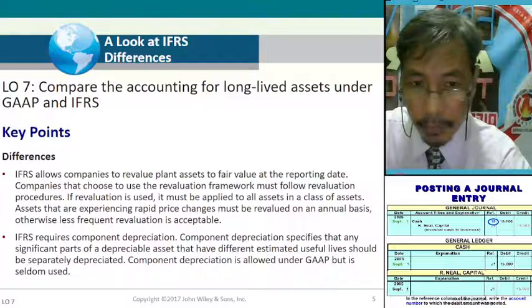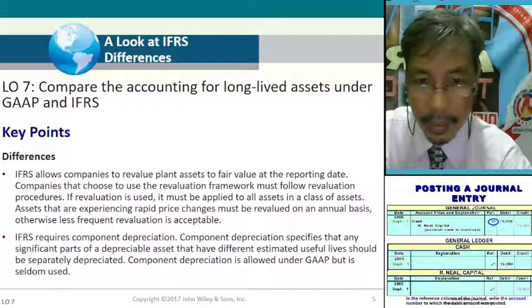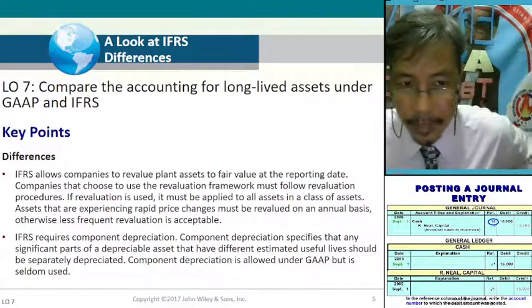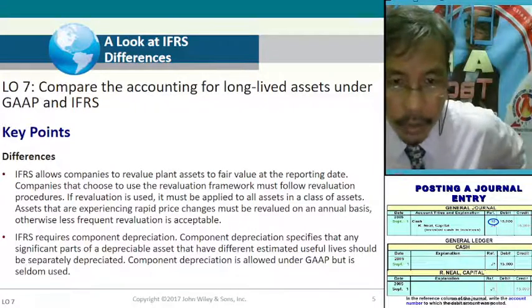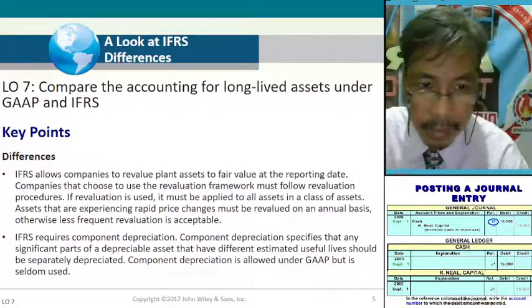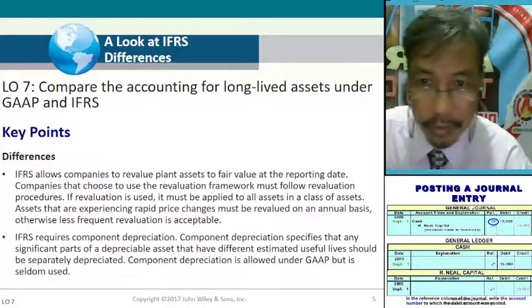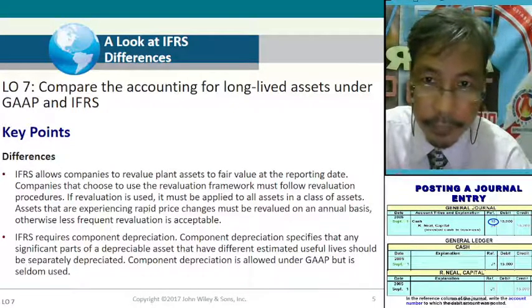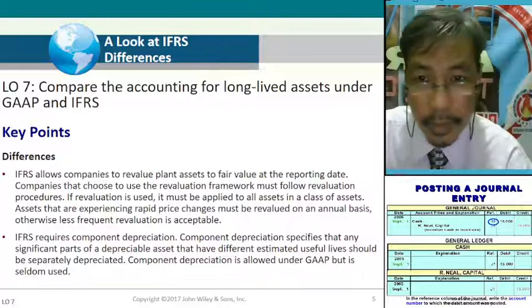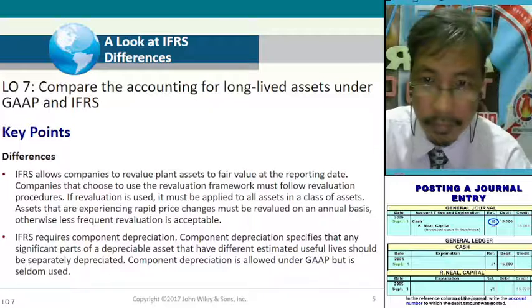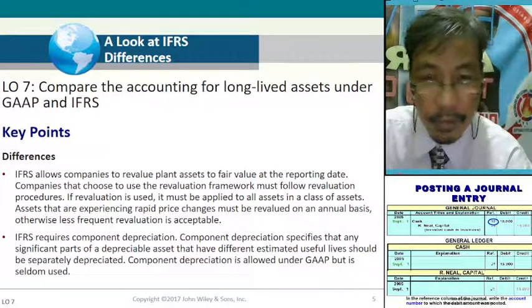IFRS requires component depreciation. Component depreciation specifies that any significant parts of a depreciable asset that have different estimated useful life should be separately depreciated. Component depreciation is allowed under GAAP but is seldom used. Very particular, for example, those components for repairs and maintenance. That is in your stock room.